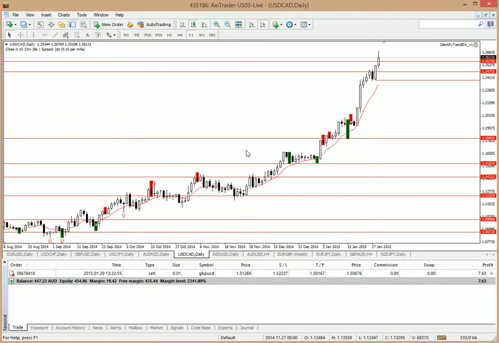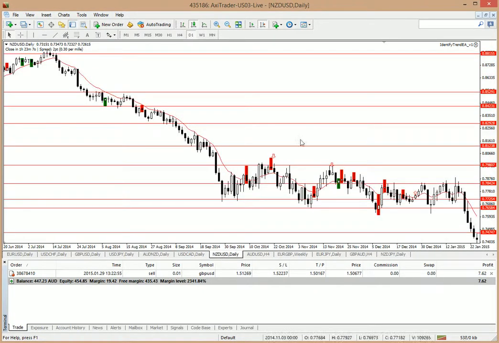US dollar Canadian, so this continues to rally up. I did set a historical resistance line there, and it seems to have broken past that, but we don't know whether it will continue rallying up or whether it's just kind of faked out.